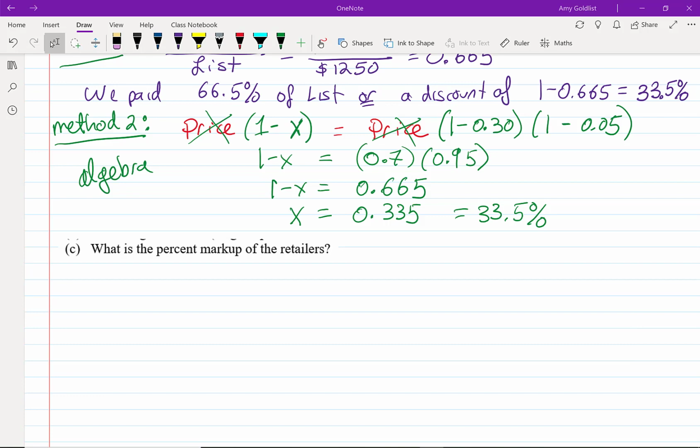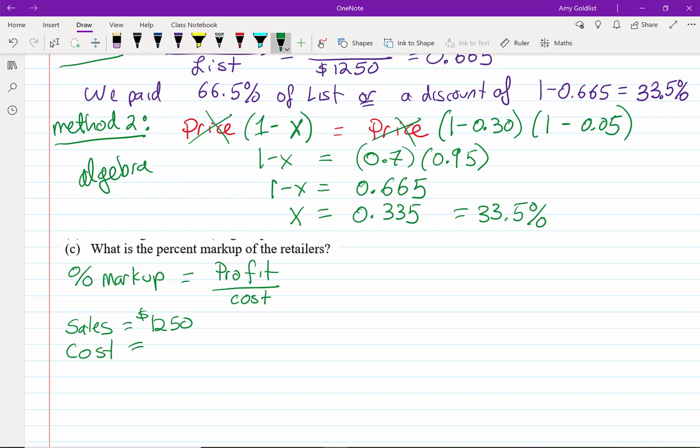Now let's look at what the percent markup is to the retailers. Well, this is something that we know how to do. Percent markup equals profit over cost. I know that the sales price or list price is $1,250. The cost is going to be $831.25, which means that my gross profit per item must be $418.75.